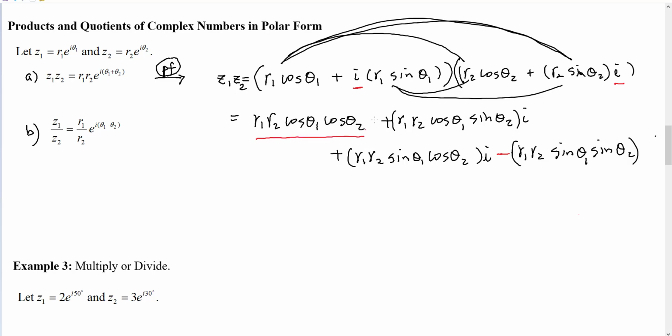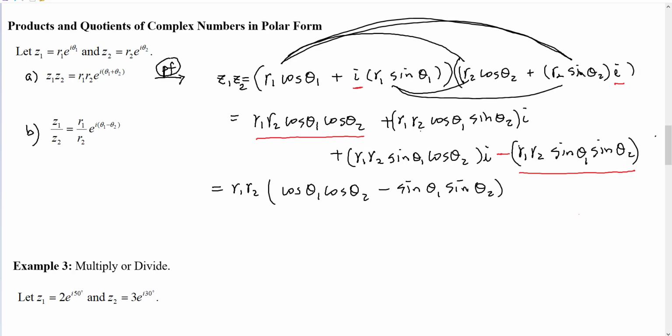These two do not have I, so I can add these two, but as you can see, the common factor is R1 and R2. And then I write cosine theta 1 cosine theta 2 minus sine theta 1 sine theta 2. And that's nothing but the sum identity of cosine theta 1 plus theta 2.